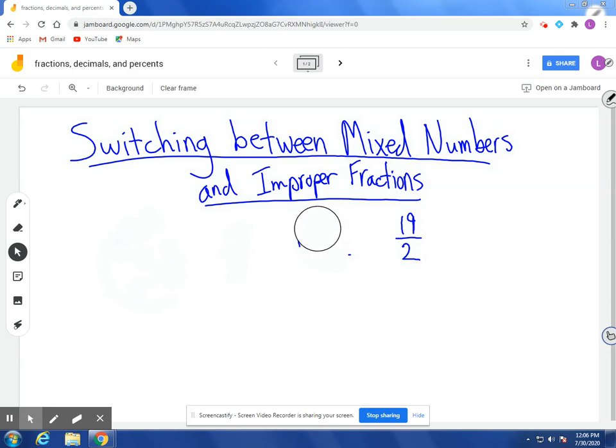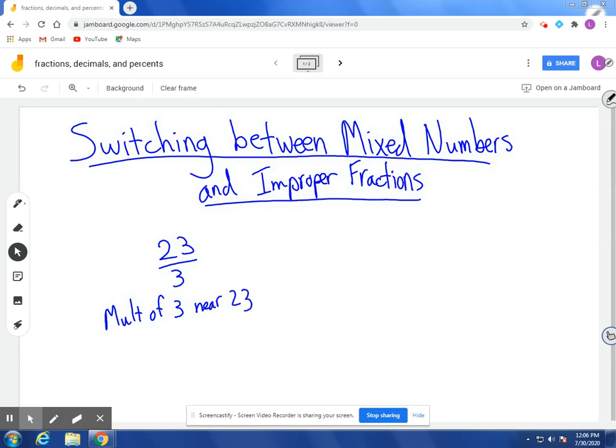Other times, maybe you want to go from an improper fraction to a mixed number, and that one's a little more complicated. Let's say we have something like 23 over 3. For something like this, I'm going to think of a multiple of 3 near 23. And a couple come to mind. I've got 21 and 24.